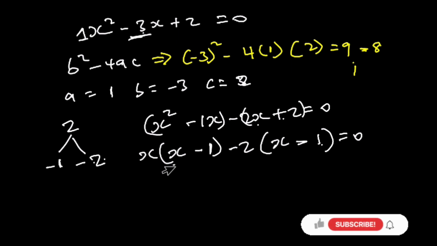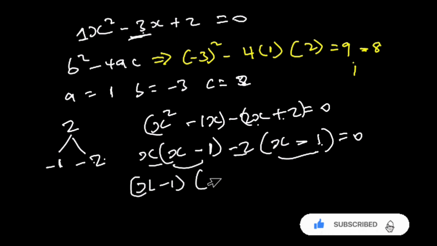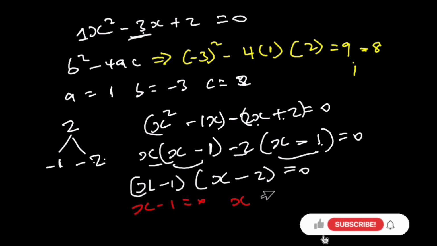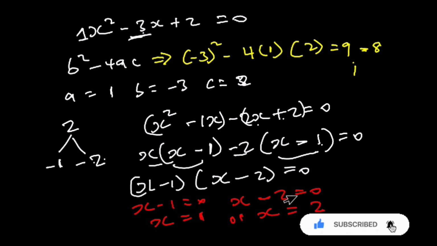So we have x minus 1 here and x minus 1 here. We're going to pick one of them, and then we'll be left with x minus 2. So I have x minus 2, all is equal to 0. So x minus 1 is equal to 0, or x minus 2 is equal to 0. So x is equal to 1, or x is equal to 2. And so this is the answer for this question.